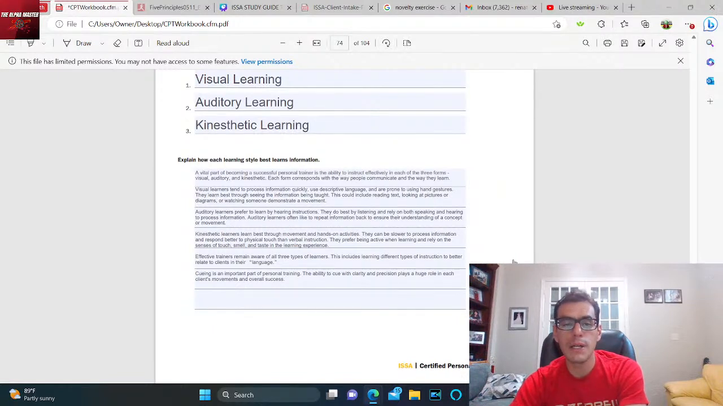Effective trainers remain aware of all three types of learners.